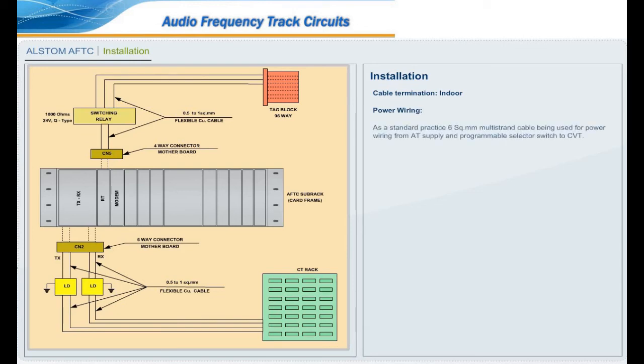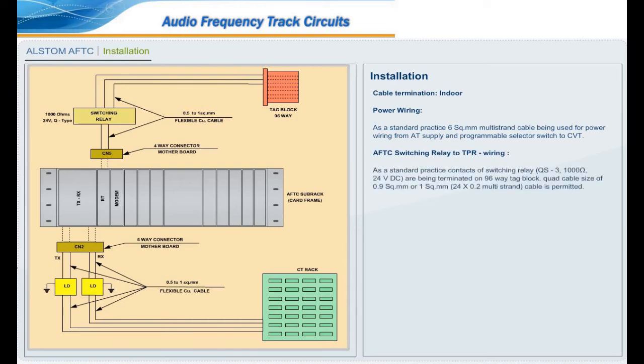Power wiring. As a standard practice, 6 square mm multi-strand cable is used for power wiring from the AT supply and programmable selector switch to CVT. AFTC switching relay to TPR wiring.